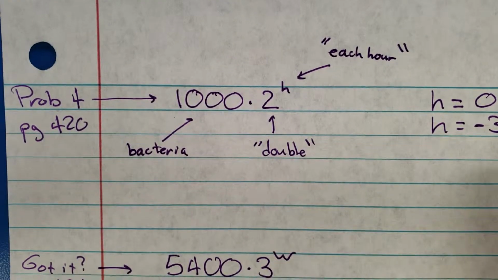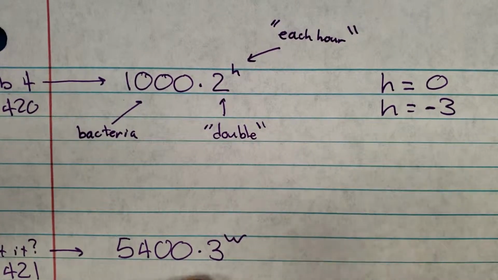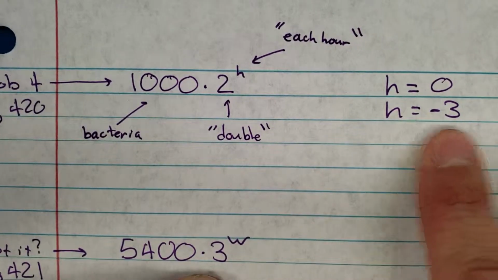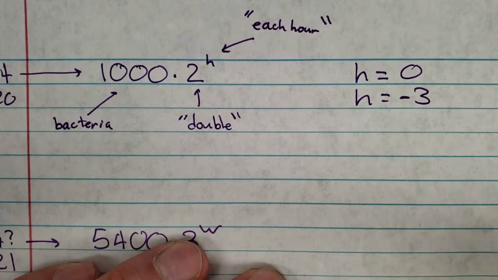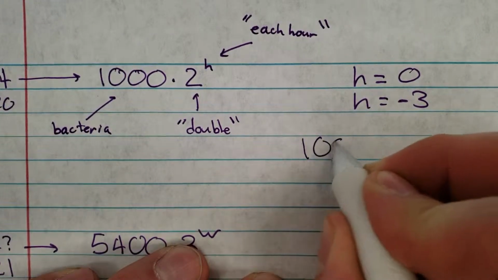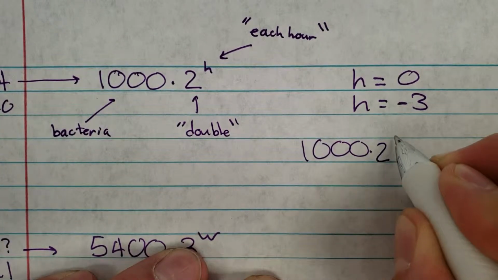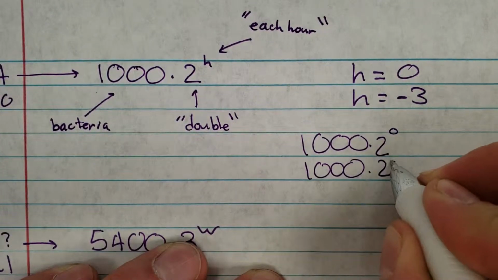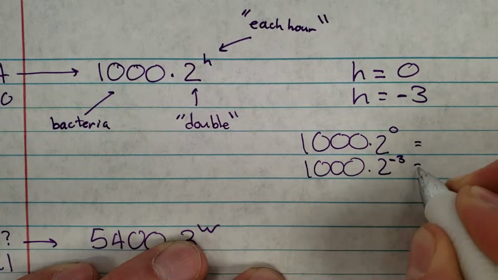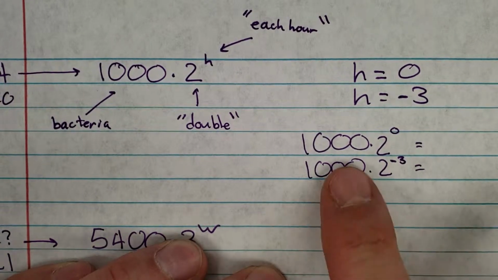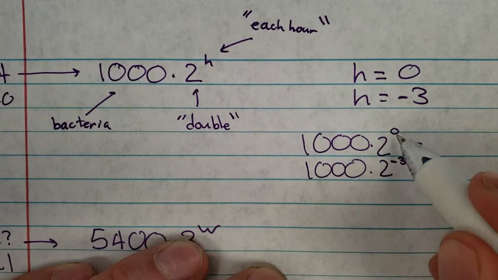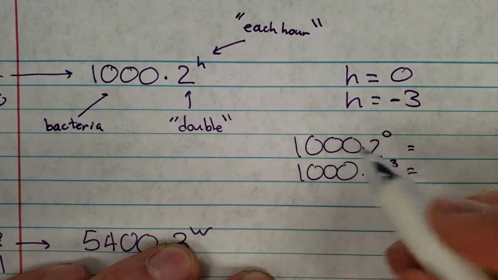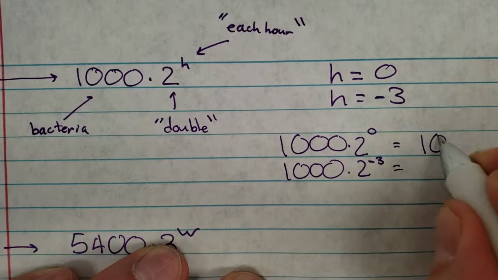So they are just simply asking these two questions. Use this formula and then plug in a 0 for h, and then plug in a -3 for h, and then explain the numbers. 1,000 times 2 to the 0, and then 1,000 times 2 to the -3. This first one I don't need to do anything. 2 to the 0 power turns into the 1, and then 1,000 times 1 is just 1,000.